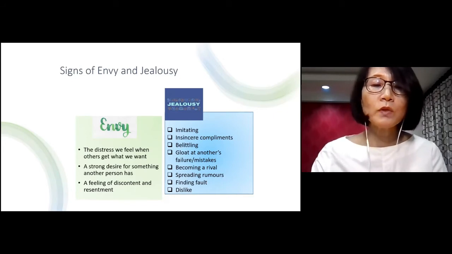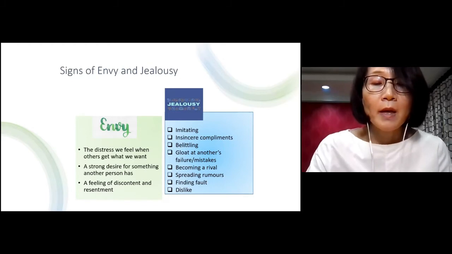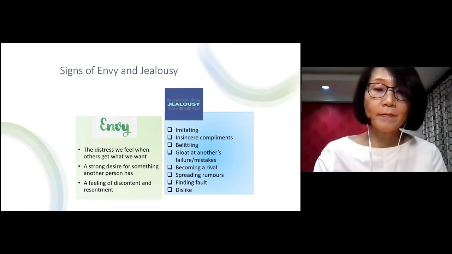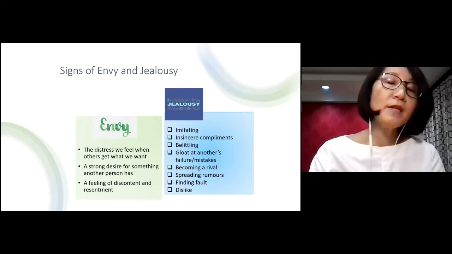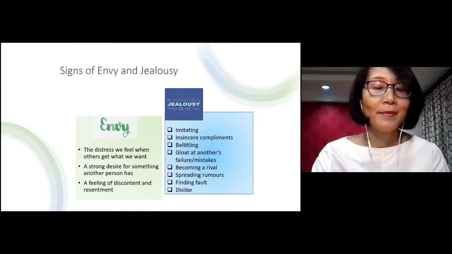A jealous person will start a rivalry because of the desire to be better. They start negative rumors as they want others to see you in a negative light, finding fault in everything you do. They dislike you for no reason. They don't know you, but will detest you anyway. I hear many such stories in the corporate setting among my clients.